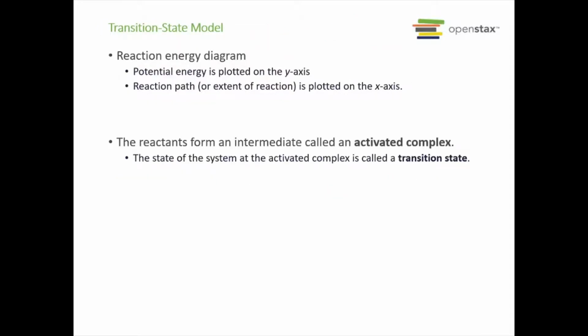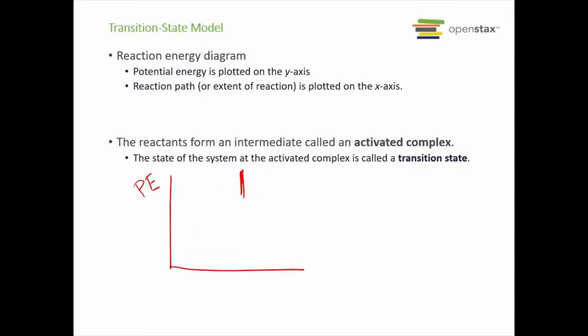So we're going to look at reaction energy diagrams. The way these work is your y-axis is your potential energy, and your reaction path or extent of reaction is on the x-axis. Sometimes it's time, but yeah. So you have some reactants and you have this energy barrier that they have to get over. And then if they form an intermediate, they form what is called an activated complex, and that happens at the transition state. So reactants form an intermediate called the activated complex.